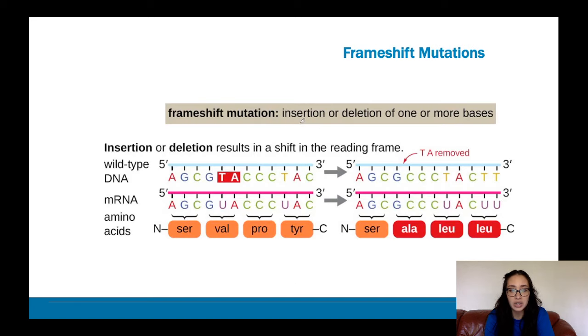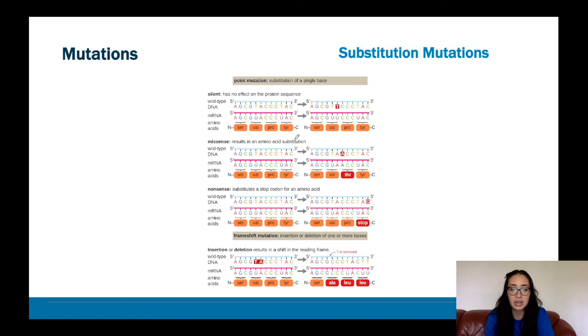Okay, we've got a few mutations here. They're kind of just summarized here. So silent has no effect on the protein sequence. So you might have a single nucleotide change that results in the same amino acid. Missense results in a change in amino acid. Nonsense results in a premature stop codon. Make sure you know your stop codons.